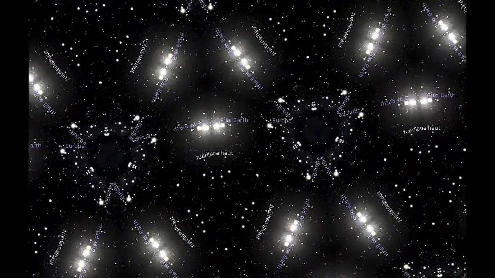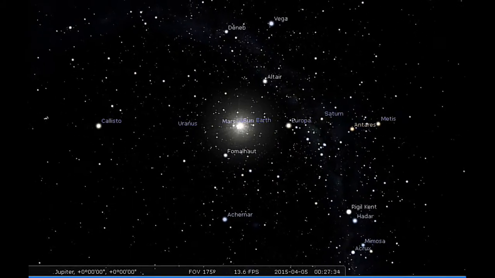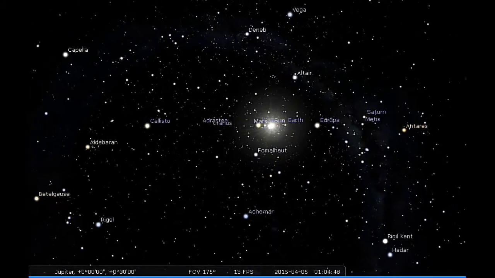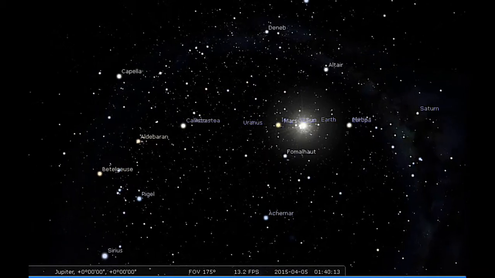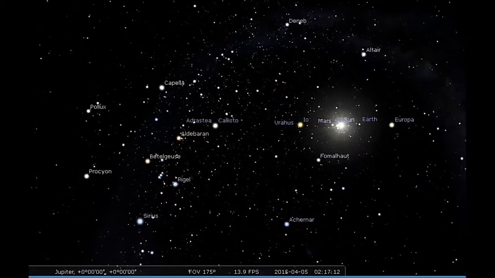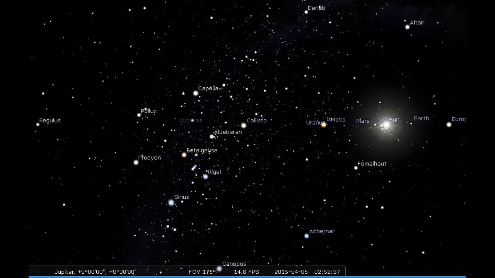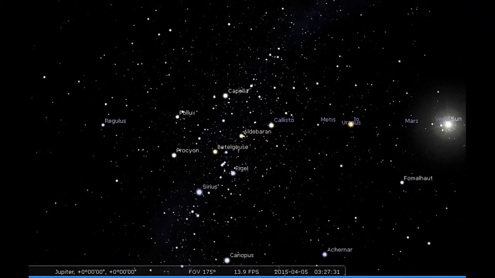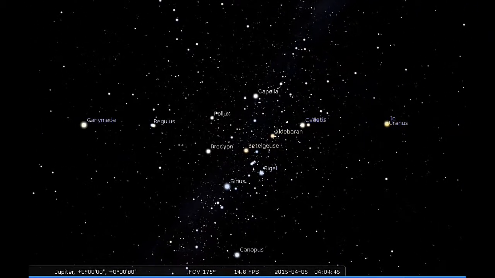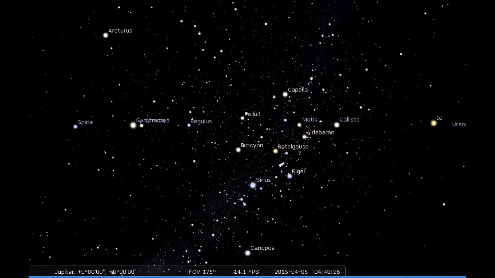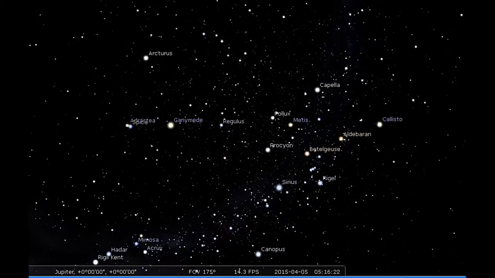24 hours of Jupiter sky, standing on the equator of Jupiter, looking out, seeing what's happening in the Jupiter system over the next 24 hours. Usually a very active sky.